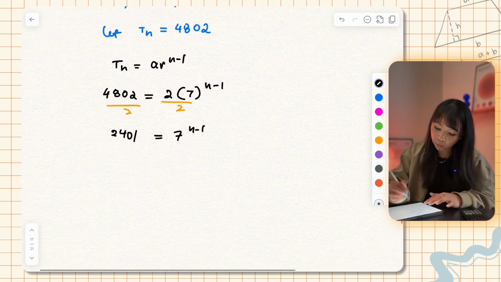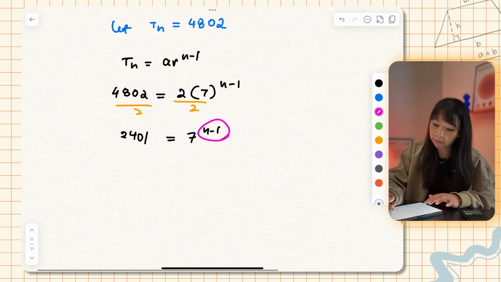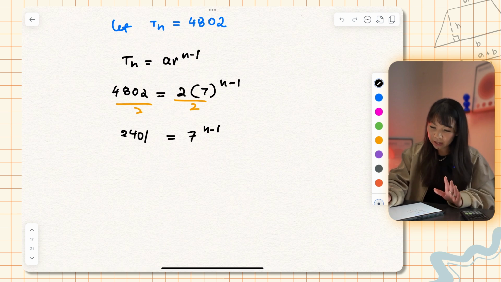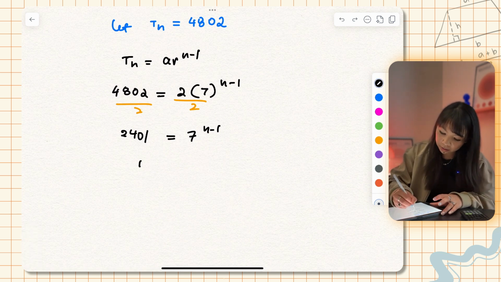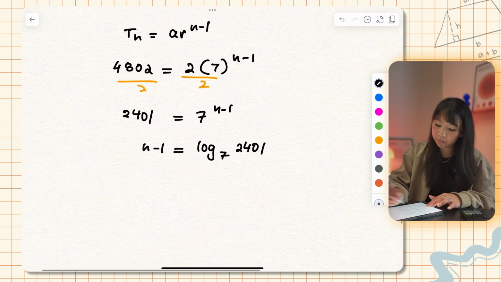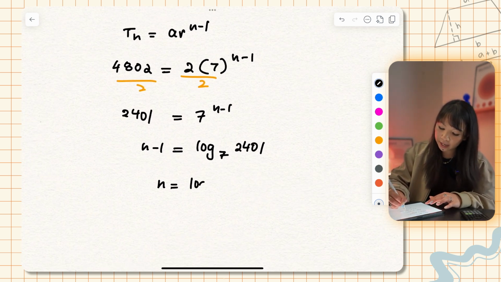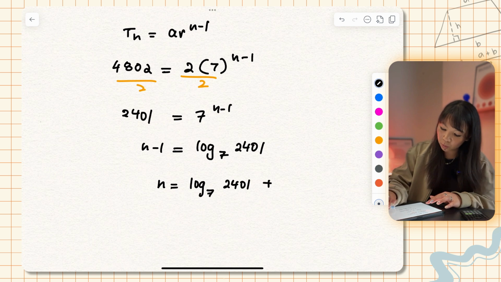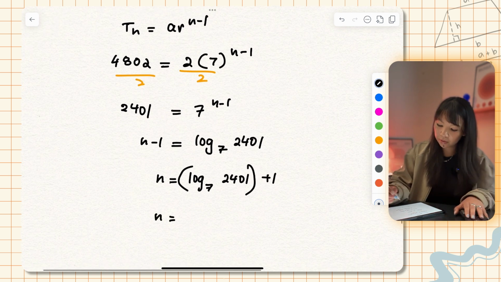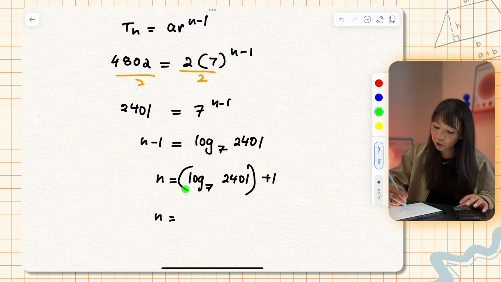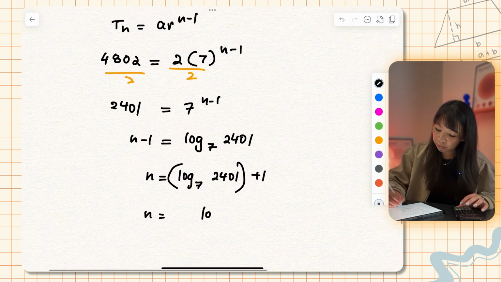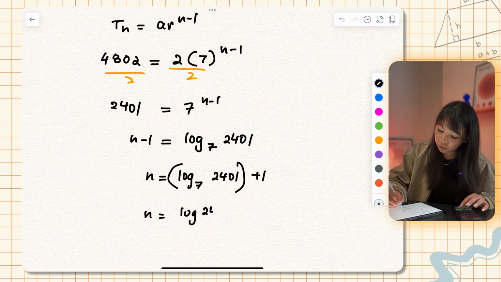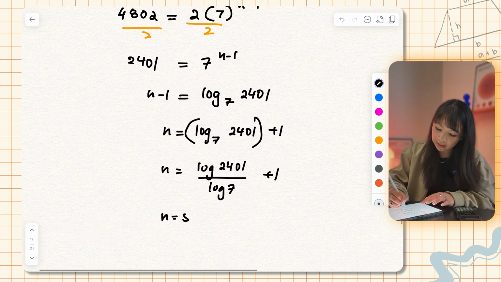All right, so now I want to make the power the subject. The way you make the power the subject is I'm going to bring the power down, and then this becomes log base 7 of 2,401. All right, and then now I'm going to add 1. We get log base 7 of 2,401 plus 1. If I put this in a calculator, remember that you write this as log of the big divided by log of the base. So in your calculator you type log 2401 divided by log 7 plus 1. And this is going to give you n is equal to 5.